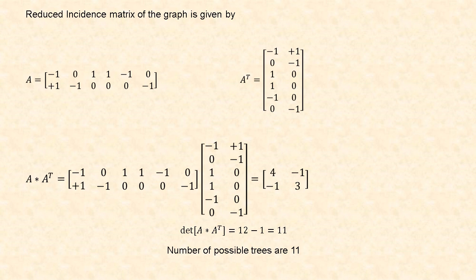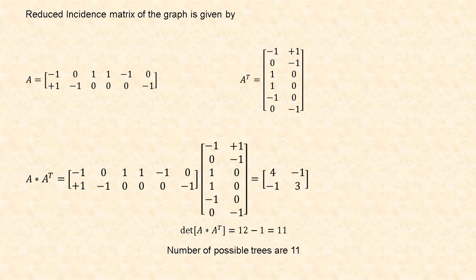So A is equal to minus 1 0 1 1 minus 1 0, plus 1 minus 1 0 0 0 minus 1. After finding the A matrix, that is the reduced incidence matrix, we have to find the transpose of this matrix. Transpose can be found by replacing the rows as columns and columns as rows. Next, we have to multiply the matrix A and its transpose.